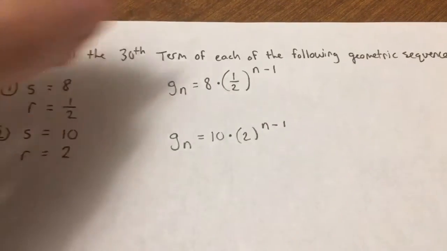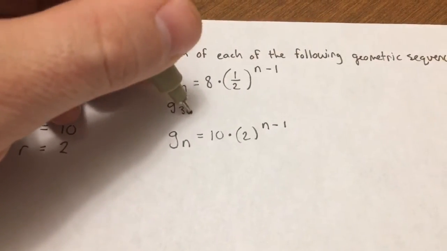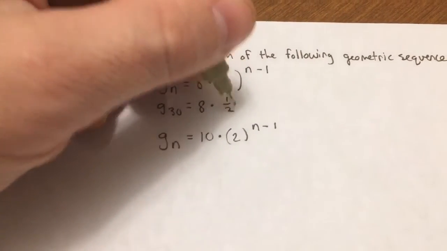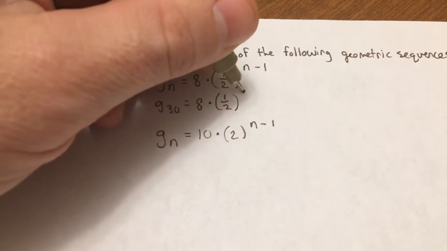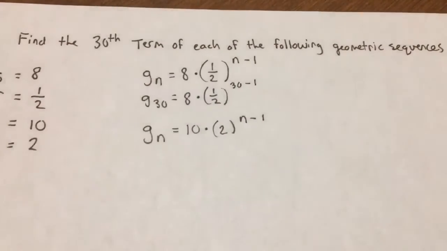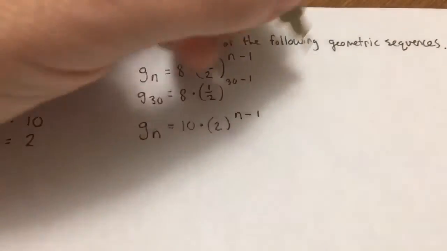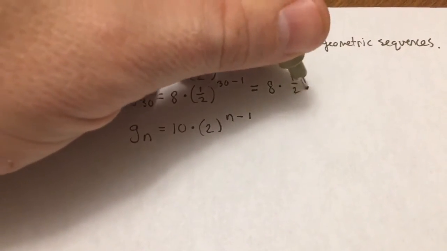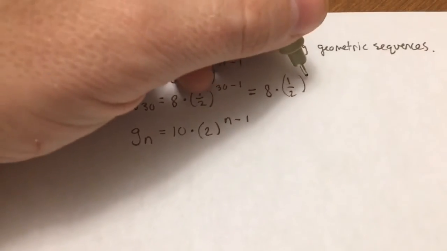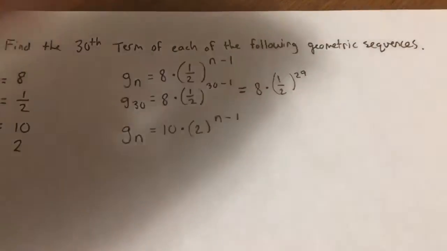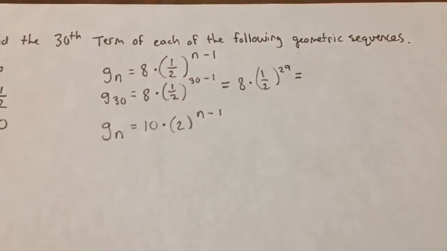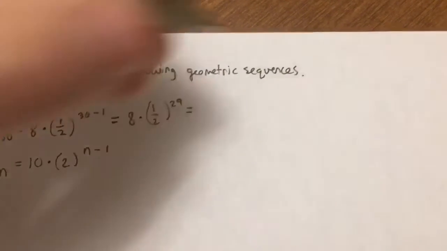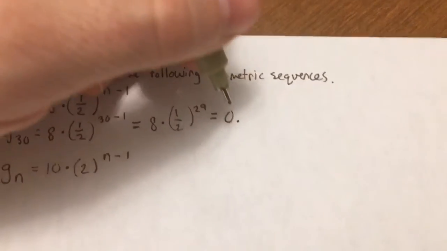So now what we're going to do is calculate the 30th term for both of these problems. We simply do that by plugging in 30 into the variable n. Now if we were to simplify this down, it's the same thing as saying 8 times 1/2, and then 30 minus 1 is 29. So you can use your calculator and work that problem out. And if you've done the problem correctly, you end up getting a number that is really, really small.